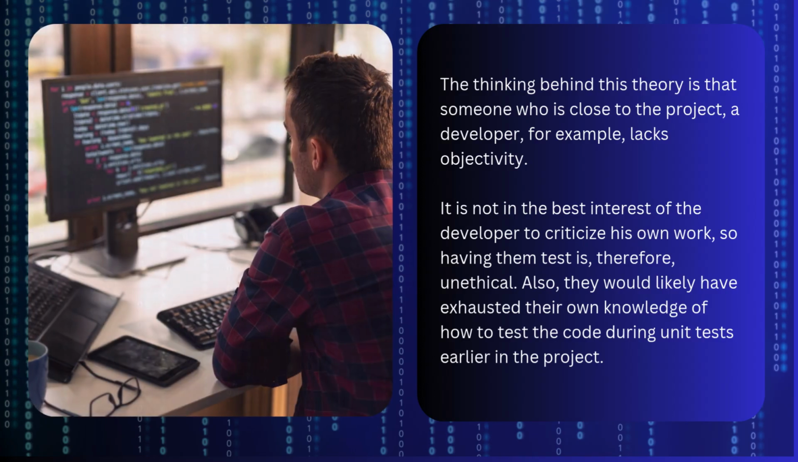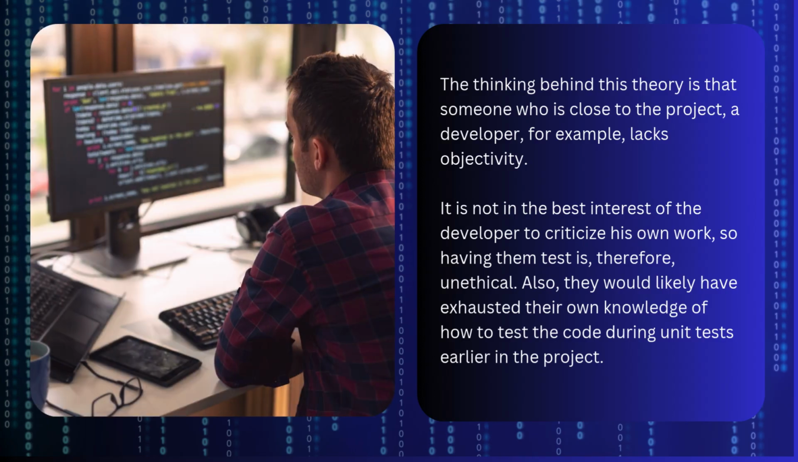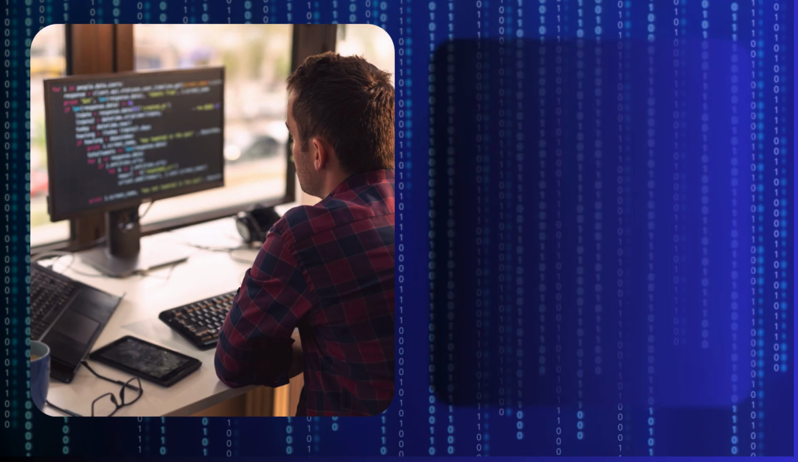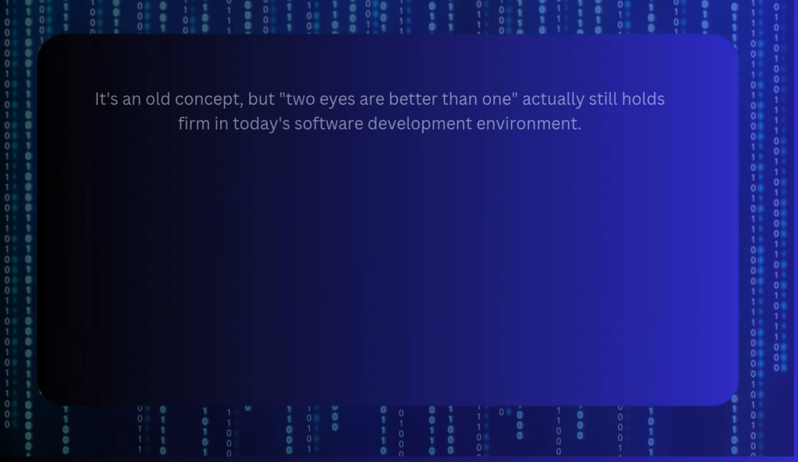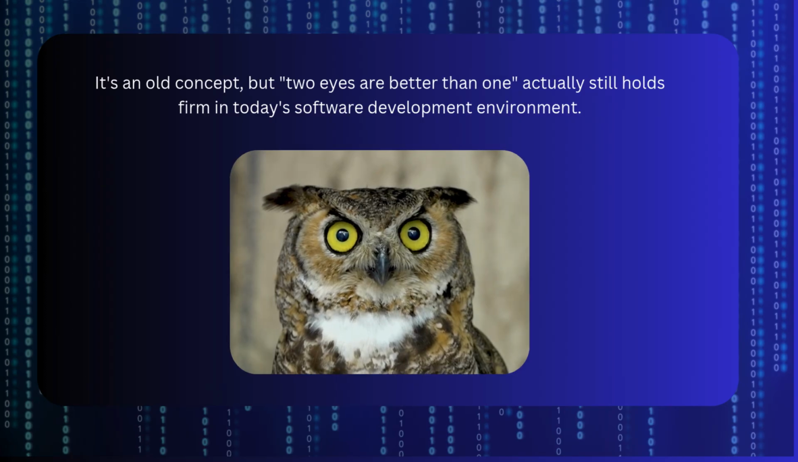The thinking behind this theory is that someone who is close to the project, a developer, for example, lacks objectivity. It is not in the best interest of the developer to criticize his own work, so having them test is, therefore, unethical. Also, they would likely have exhausted their own knowledge of how to test the code during unit tests earlier in the project. It's an old concept, but two eyes are better than one actually still holds firm in today's software development environment.